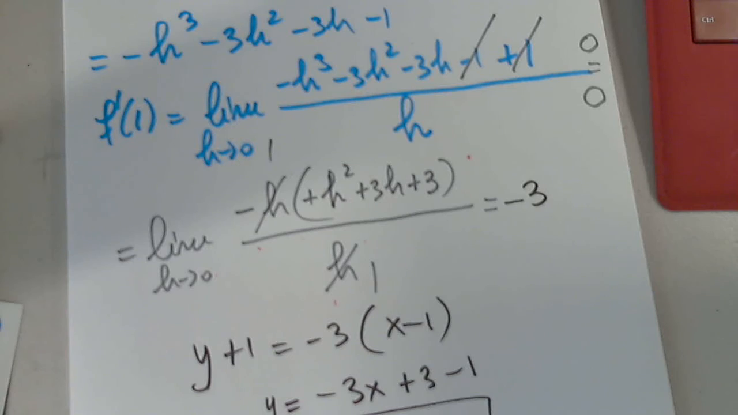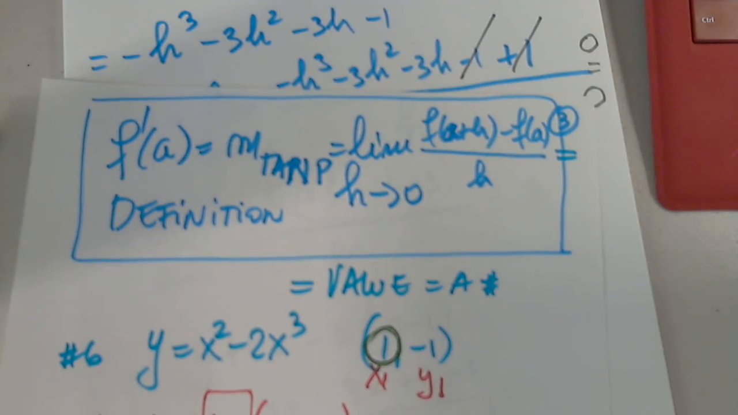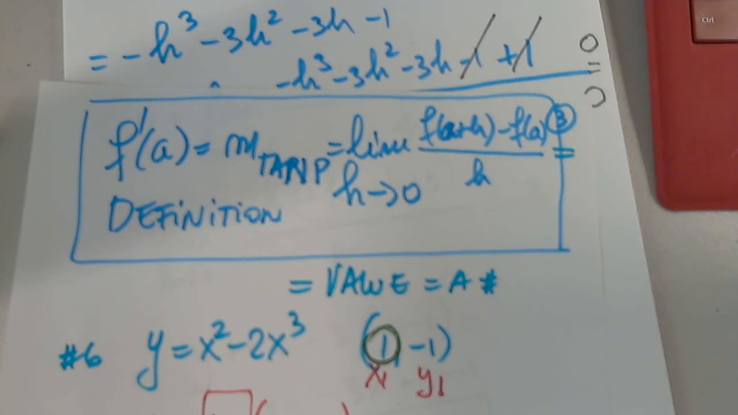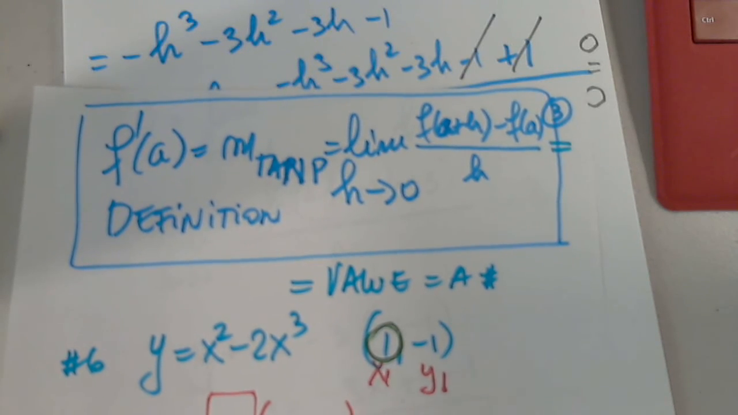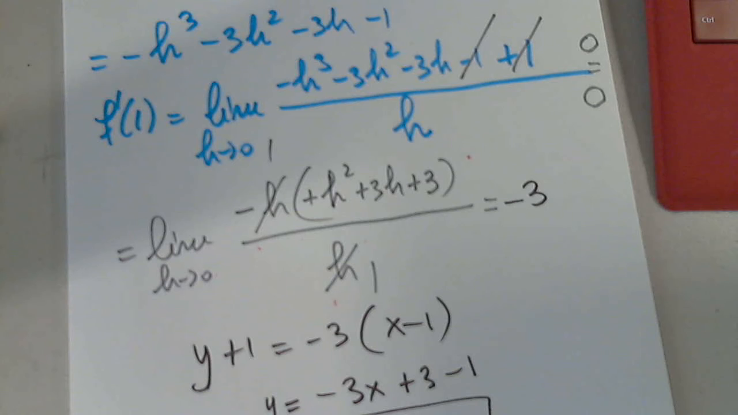What did you plug 3 back into? Like, where'd you get the y plus 1? Okay, we went back to the top? Okay. We are asked to find the equation of the line. Any questions on this?